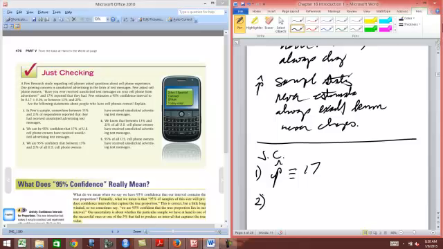5, it's totally wrong. 95% of all U.S. cell phone owners have received unsolicited advertising text messages. 95% is the level of confidence. It has nothing to do with the confidence interval itself. So the only right answer is number 3. All the others are wrong.